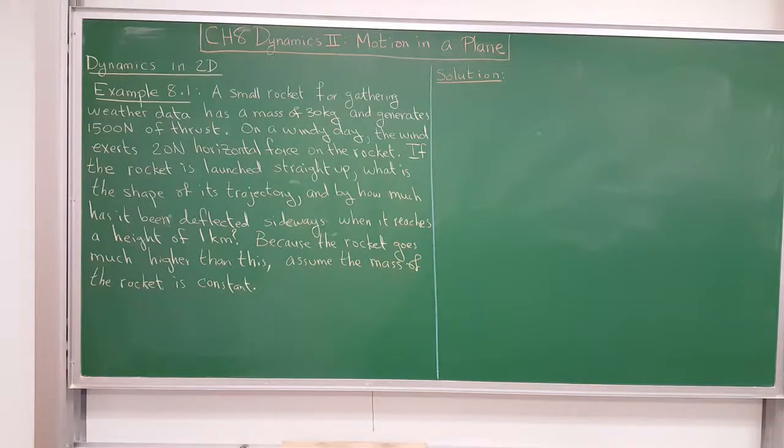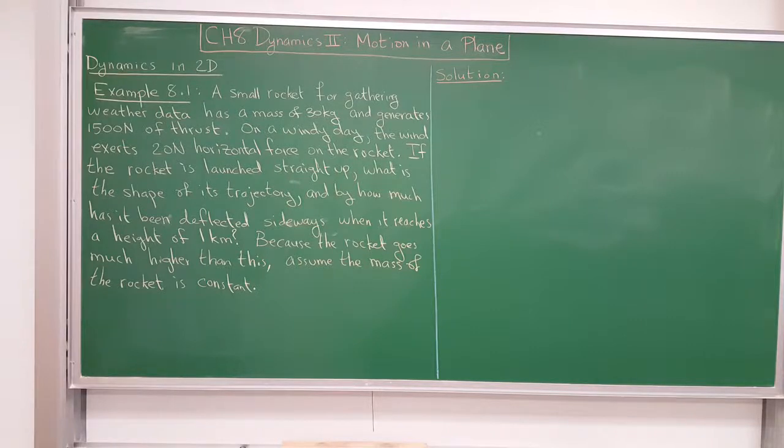So let's look at the first problem here. It comes from example 8.1 in our book. It says a small rocket for gathering weather data has a mass of 30 kilograms. So this rocket has a mass of 30 kilograms. It generates 1500 newtons of thrust, meaning the rocket can be pushed. You can imagine it's kicking gases out, and then the gases will push the rocket forward with a force of 1500 newtons. So it's a constant force, 1500 newtons.